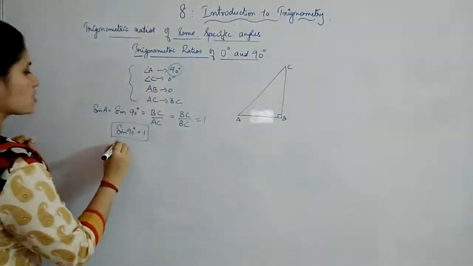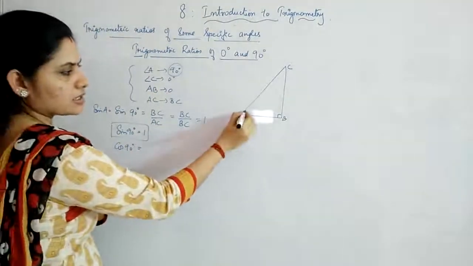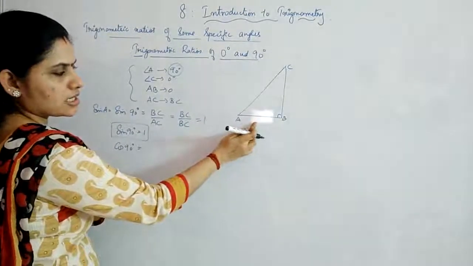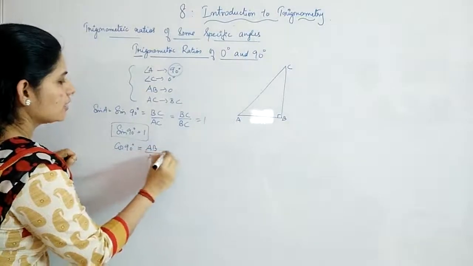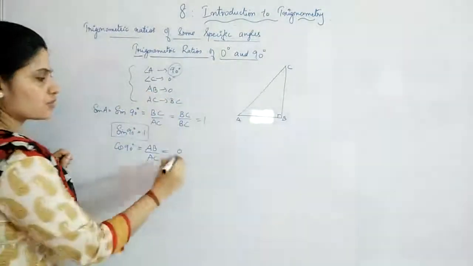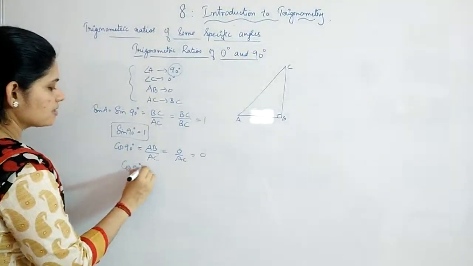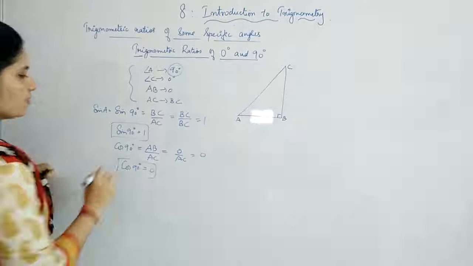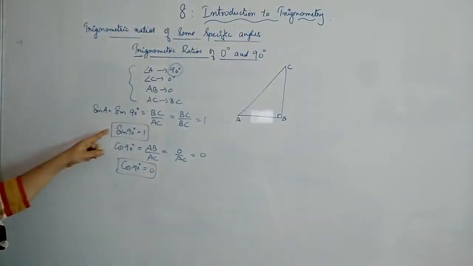Now talking about cos 90 degree, what will you get? It is adjacent side by hypotenuse. Its adjacent side is AB, hypotenuse is AC. Now again we said that AB is approaching 0, so the numerator is 0. So 0 by AC is giving you 0. That means cos 90 degree is 0.